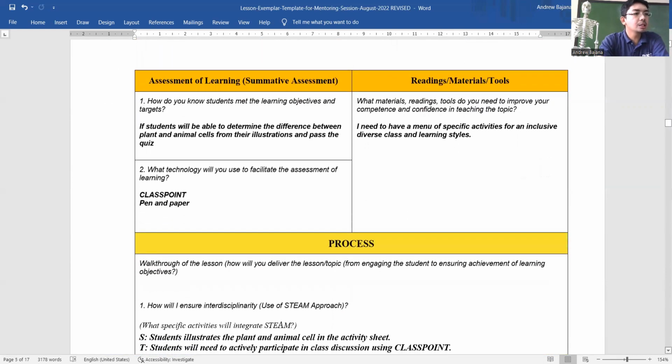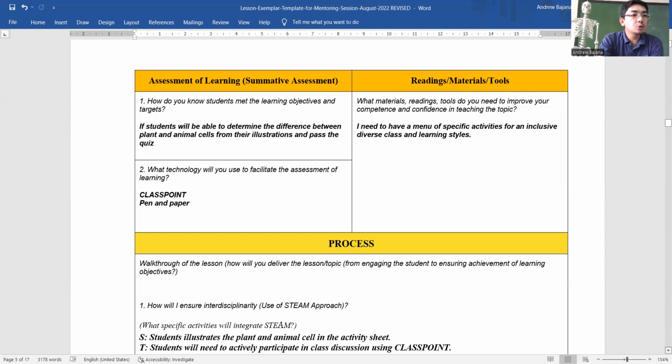Okay, so assessment of learning: how do you know students met the learning objectives? Students will be able to determine and differentiate between animal and plant cells in their illustrations and have completed the quiz or the concept map. The technology used to facilitate the assessment is Flashpoint, pen, and paper.